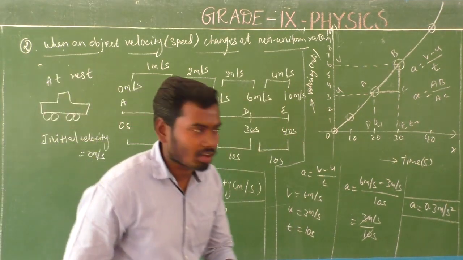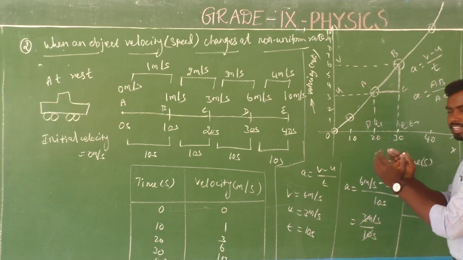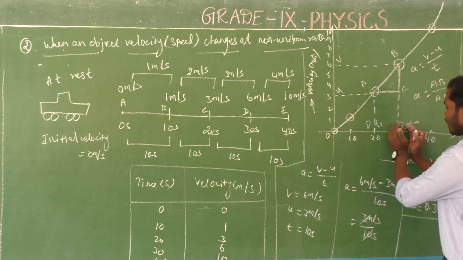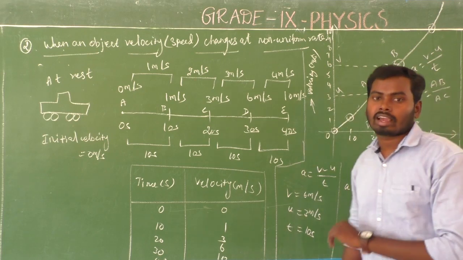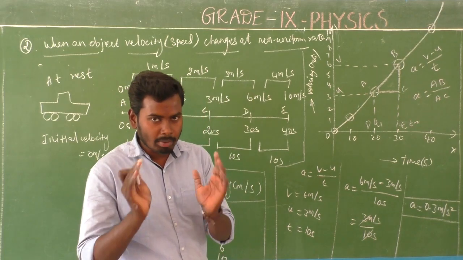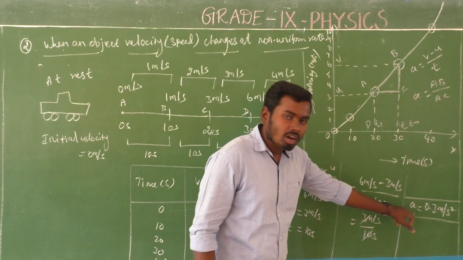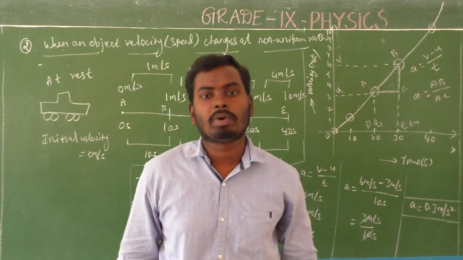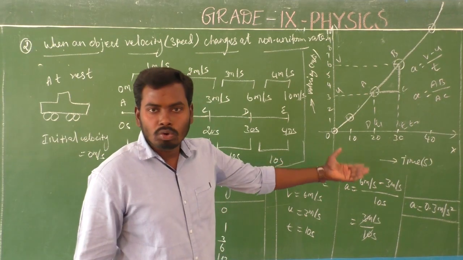That is the acceleration of the object. Look here. So what is the acceleration of the object? Come to the conclusion. During the time interval of 20 seconds and 30 seconds, the acceleration of the object is 0.3 meters per second square. Is there any doubt? No doubt. So we have found the acceleration.